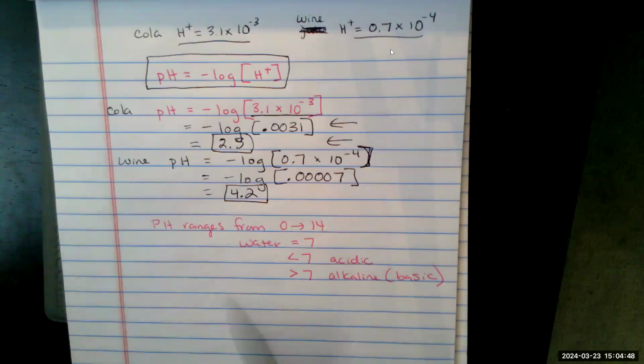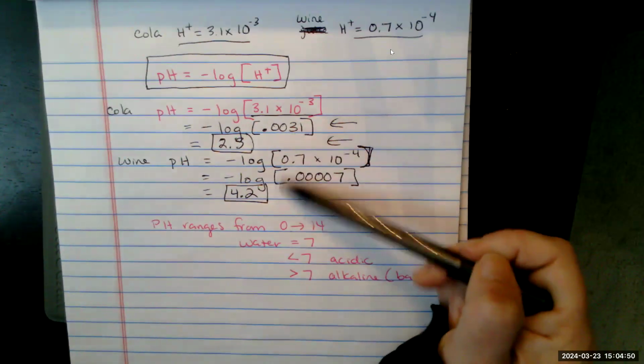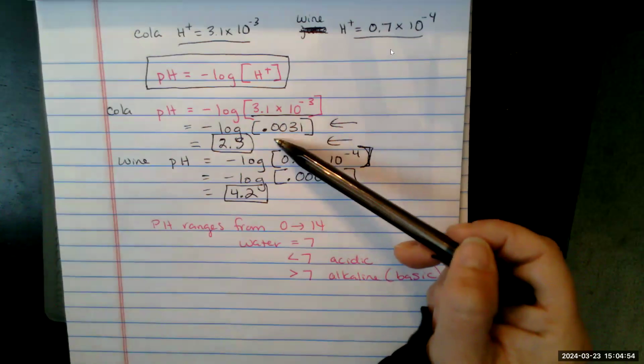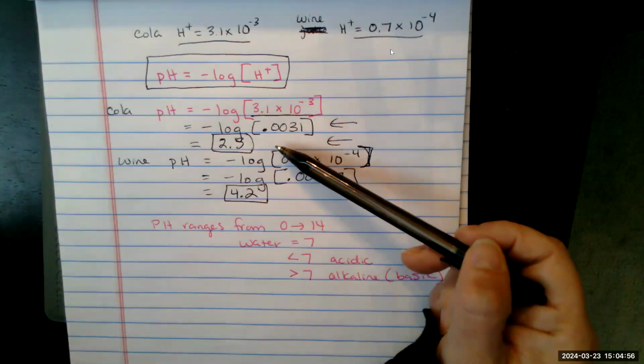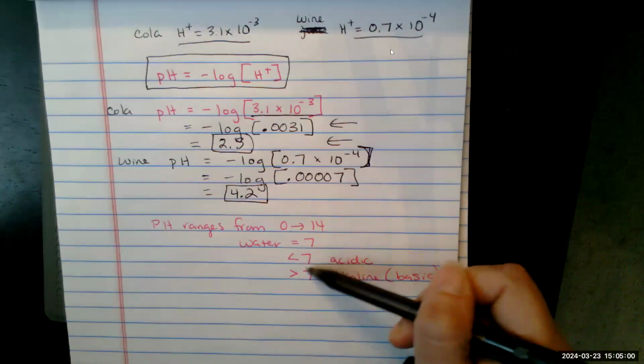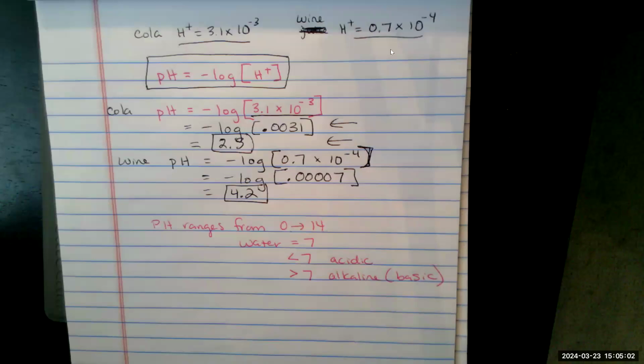So I believe the last question they're going to ask you, which of these is more acidic? And it would be cola because it has the smaller pH value. So the smaller the number you get, the more acidic it would be. And that's it for that section, 3.3.